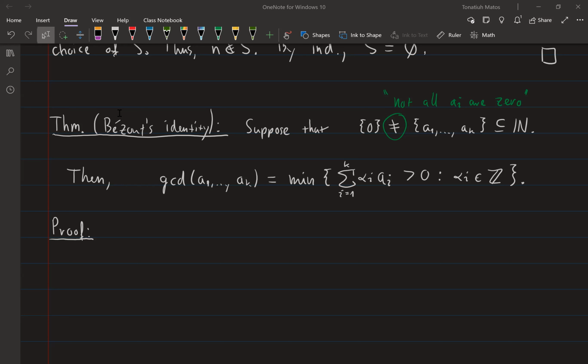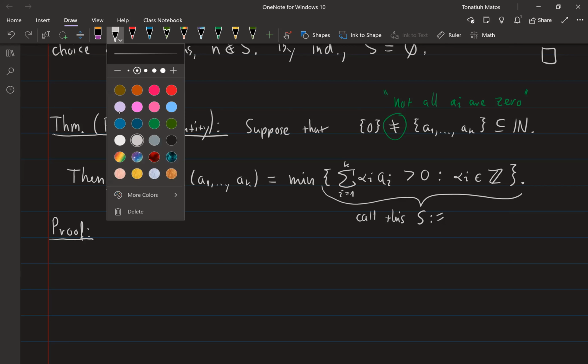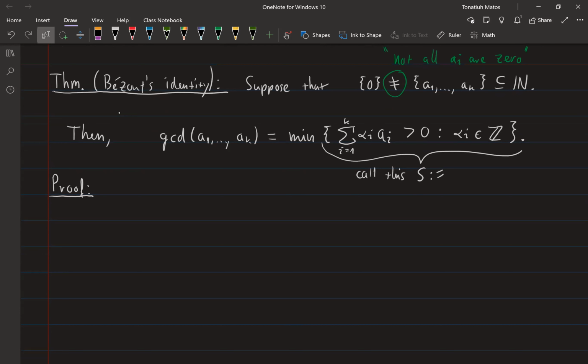Similarly, the set that I wrote down on the right side of the screen, let's call this set S. The set S would have no least element, because if all the a_i's are zero, there is no positive linear combination. The only combination you can get out of them is zero. So there's no least positive linear combination. So there are two reasons why we need that, but I claim that as long as not all of them are zero, this will work.